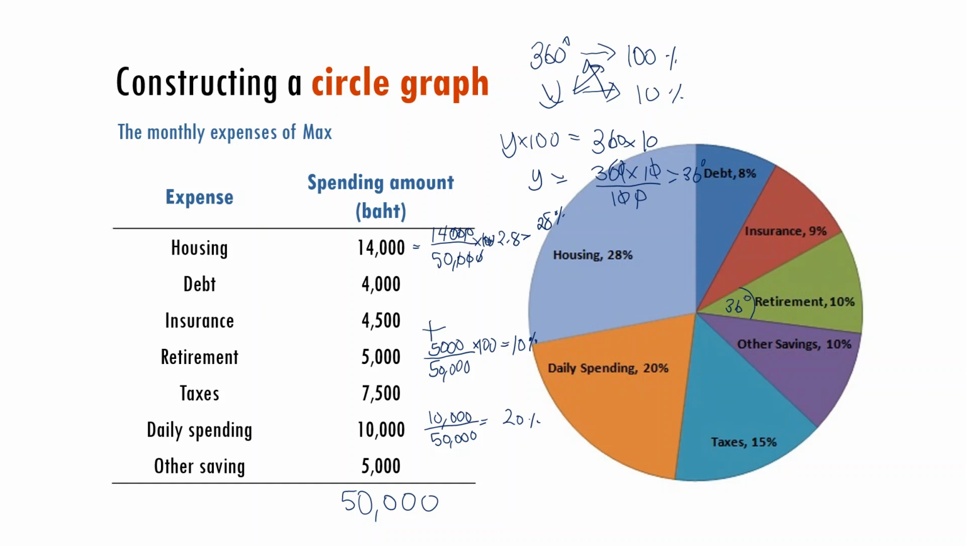Okay, it's also the same for other expenses. For another example, let's use 20%. The 20% of the daily expense, I'm gonna change it to 20 here, and it turns out to be 72 degrees. Which means that the daily spending here is 72 degrees around the circle to construct the circle graph.